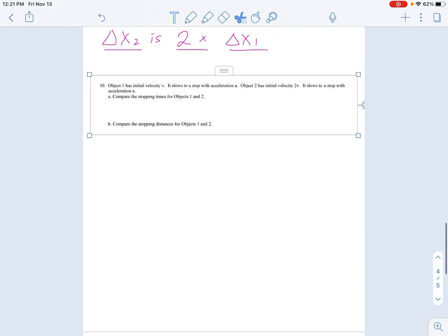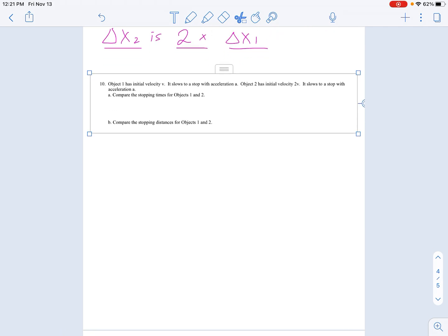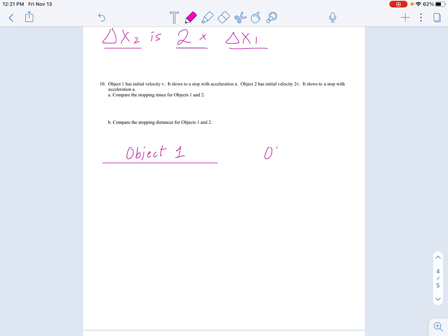Okay, there we go. Object 1 has initial velocity v, slows to a stop with acceleration a. Object 2 has velocity 2v, slows to a stop with acceleration a. Compare the stopping times and then compare the stopping distances. Okay, so same idea. Object 1, object 2. Now these objects are slowing down, so that indicates acceleration. And to consider what's going on, I want to make sure that I've got my kinematics handy.